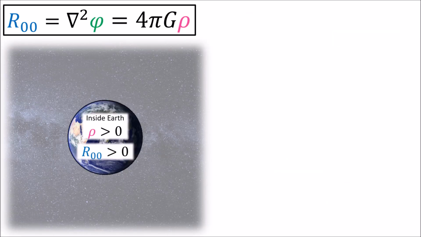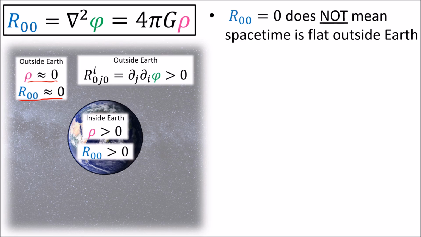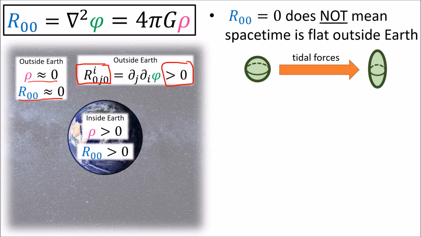Now, it's worth pointing out that the Ricci tensor equals 0 outside the Earth, because the mass density is essentially 0. But this does not mean spacetime is flat outside the Earth. We know the spacetime outside the Earth is still curved because the Riemann tensor is non-zero outside the Earth. The spacetime curvature outside the Earth causes the shape of objects to change through tidal forces.